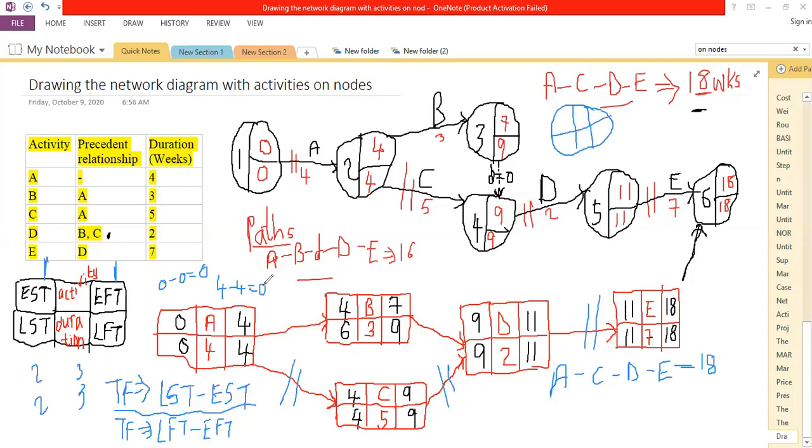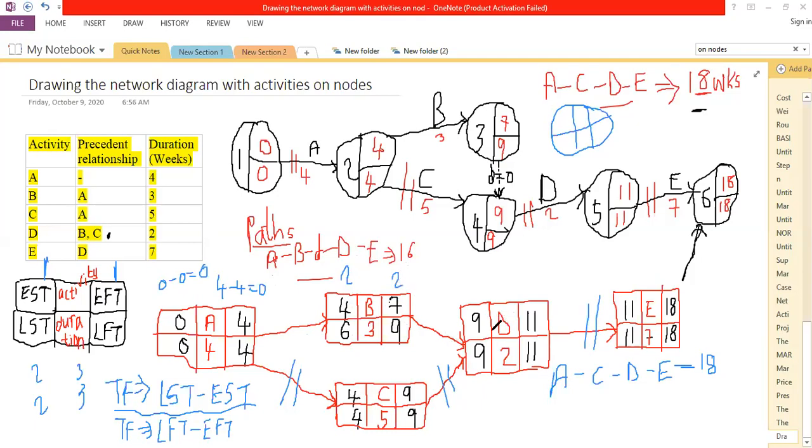Why? The activity was critical. There is no amount of time that an activity that is critical can be delayed. If you do so, the overall completion time of the project would actually be delayed. Activity B here was not critical. If we were to compute the total float for it, it would be 6 minus 4, which gives us 2. Alternatively, the latest finish minus the earliest finish, 7 subtracted from 9, gives us another 2.